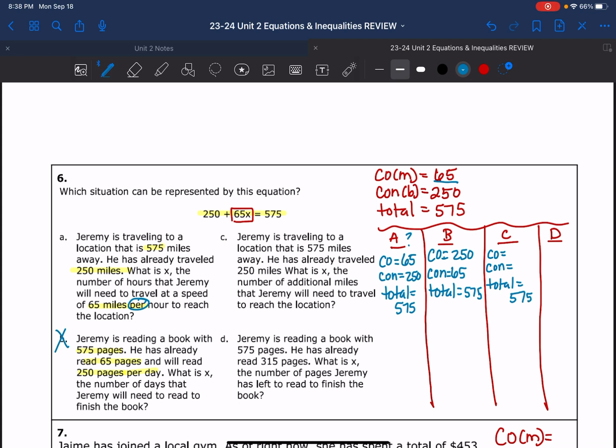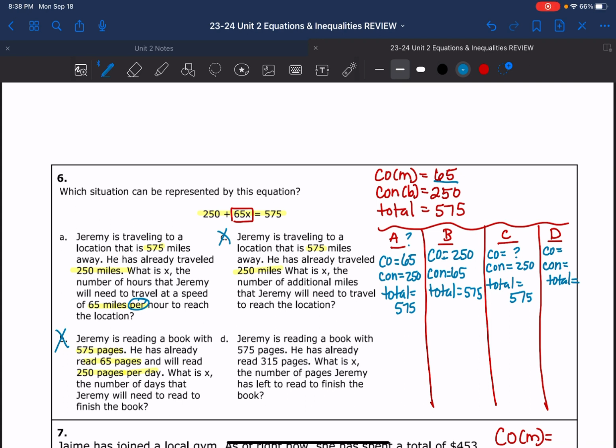It looks like we have a constant as well, which is going to be 250. But do we have a coefficient? Doesn't look like it. It's kind of empty there, okay? So it cannot be C because it doesn't have a coefficient. All right, so let's look at the last one, coefficient, constant, and total.